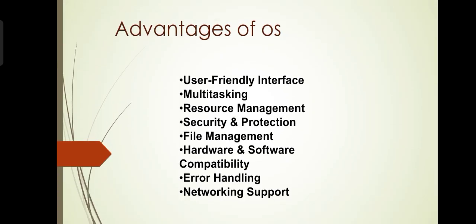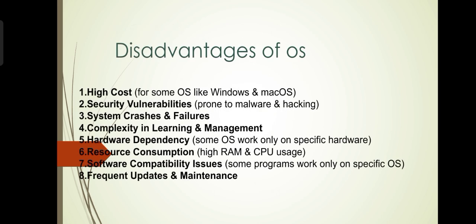And next is the advantages of OS. The advantages of operating system are it is a user friendly interface, it provides multitasking, it involves resource management, it deals with security and protection, it also has file management, it deals with hardware and software compatibility, it handles errors, and it gives us network support. These are the main advantages of using operating system, and it is widely used among all for these kinds of advantages it gave us.